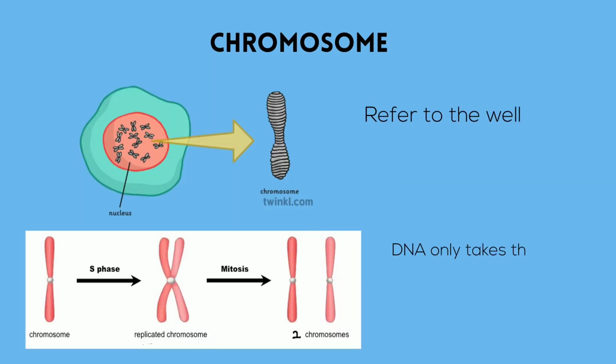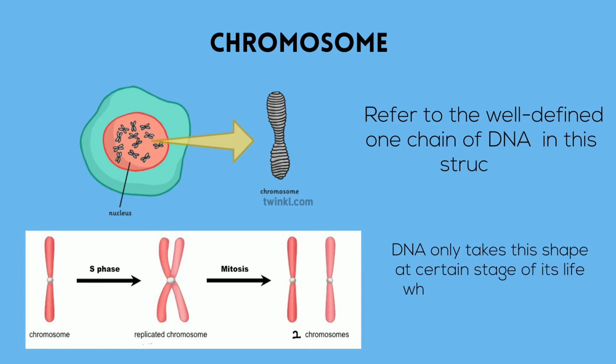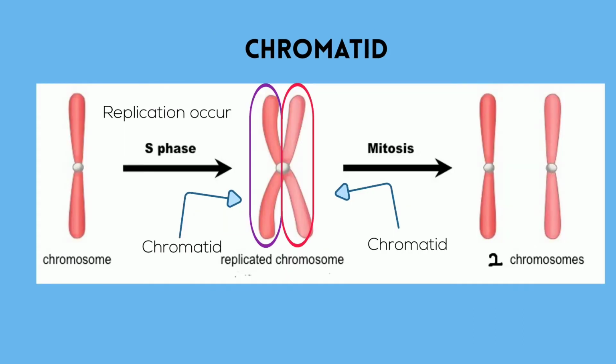Next will be chromosome. So basically chromosome always refers to the well-defined single chain of DNA in this structure, and it only takes this type of shape at a certain stage of its life when the cell is dividing. So the next term is the chromatid.